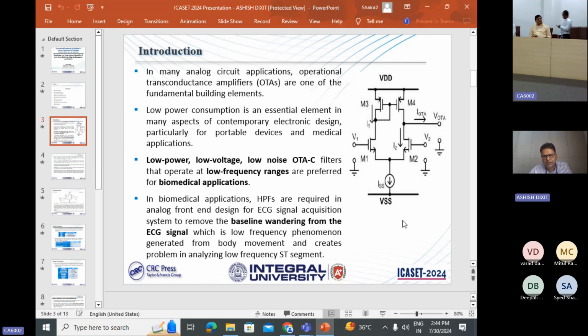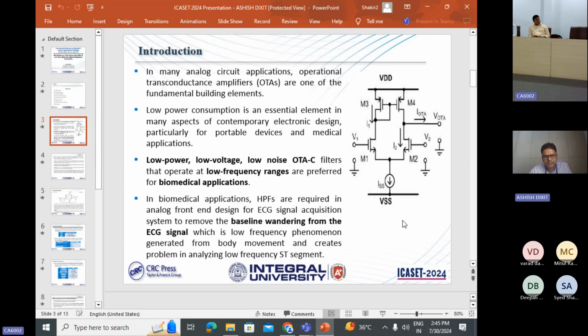In many analog circuit applications, operational transconductance amplifiers are one of the fundamental building elements. Low power consumption is an essential element in many aspects of contemporary electronic design, particularly for portable devices which are used for medical applications. Low power, low voltage, low noise OTA capacitor-based filter is our proposed model in this presentation.